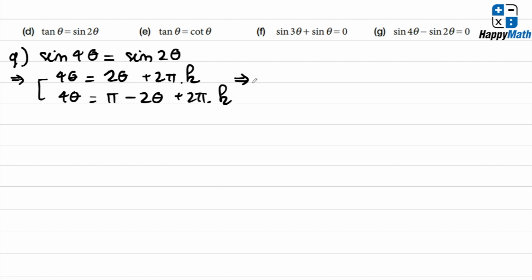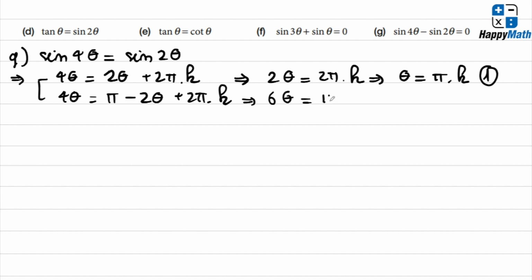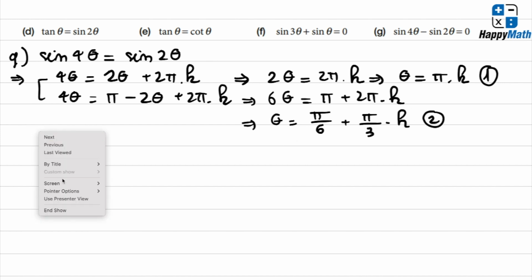The first formula converts to 2 theta equals 2 pi times k. Divide both sides by 2, and theta becomes pi times k. That is equation 1. For the second, you move 2 theta to the left hand side. 6 theta will be here, equal to pi plus 2 pi times k. Divide by 6: pi divided by 6 plus pi divided by 3 times k. That is the second one.